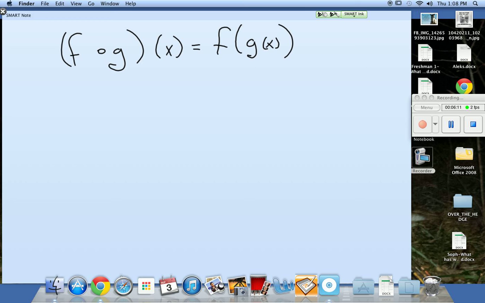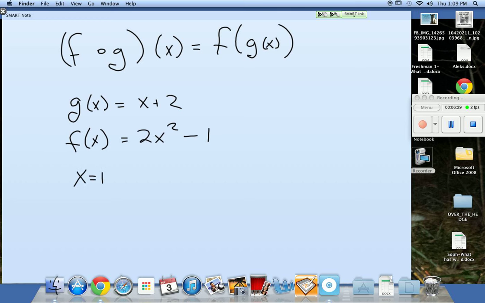So you're going to be given, let's say, g of x equals x plus 2, and f of x equals 2x squared minus 1. I'm just throwing something out there. Okay? And what it says here is that I'm going to put a number in here. Let's say x equals 1. You understand this? Not getting what I'm doing here yet?